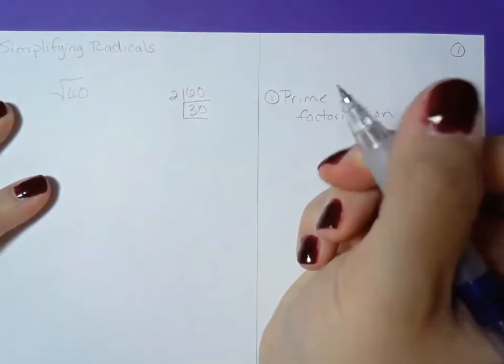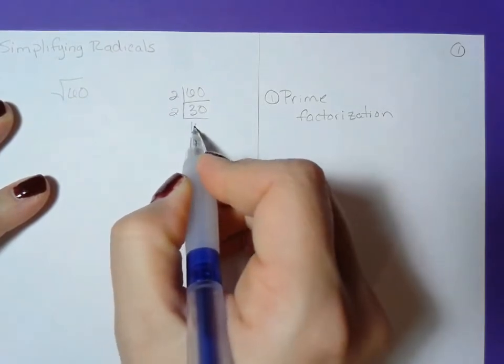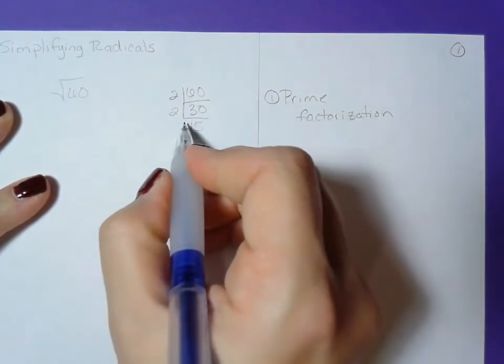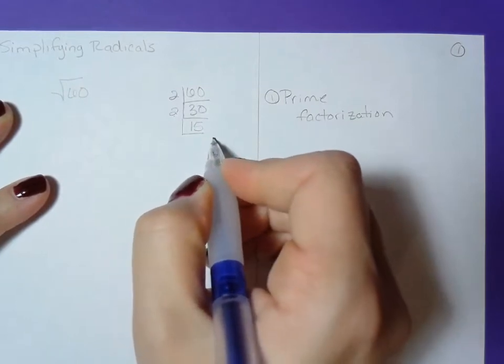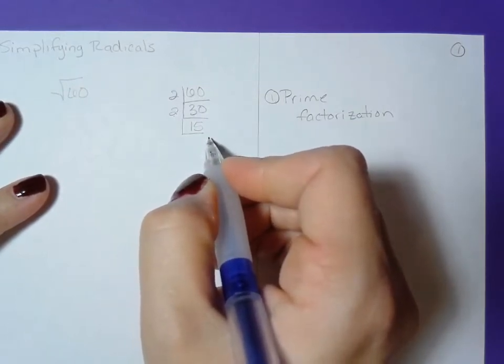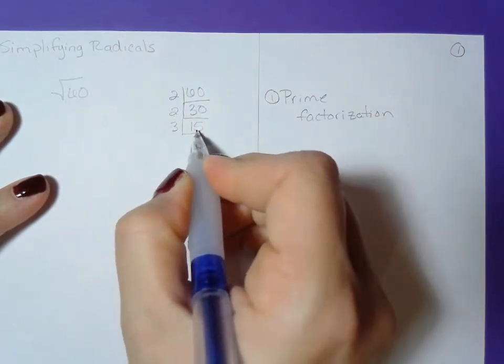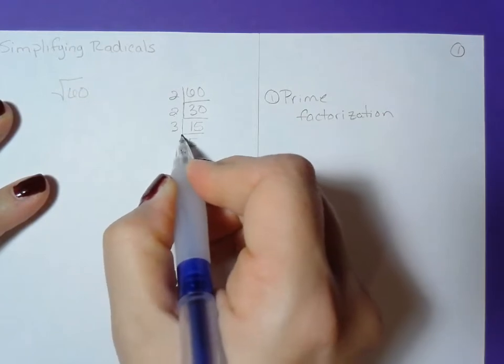30 is still an even number, so we can still divide by 2. And 30 divided by 2 is 15. It's like doing your multiplication or your division upside down. Now, 15 is not an even number, so we're going to have to look for the next prime number that goes into that. We know that 15 is divisible by 3, so we're going to divide by 3. 15 divided by 3 is 5.